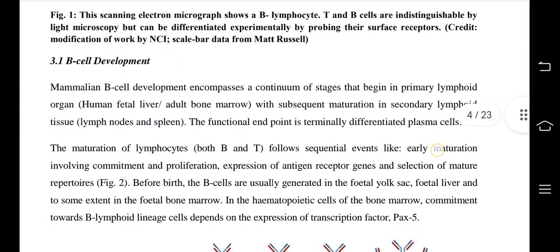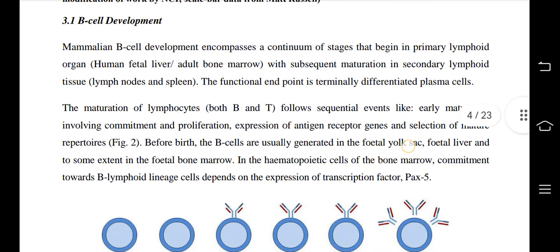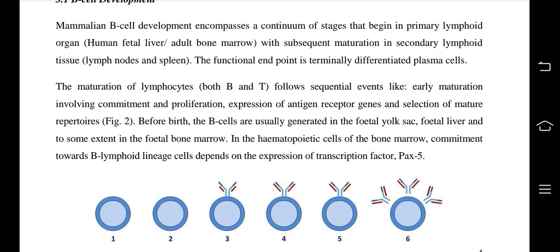B cell development. Mammalian B cell development encompasses a continuum of stages that begin in primary lymphoid organs, human fetal liver and adult bone marrow, with subsequent maturation in secondary lymphoid tissues like lymph nodes and spleen. The functional endpoint is terminally differentiated plasma cells. The maturation of lymphocytes, both B and T, follows sequential events like early maturation involving commitment and proliferation, expression of antigen receptor genes, and selection of mature receptors.